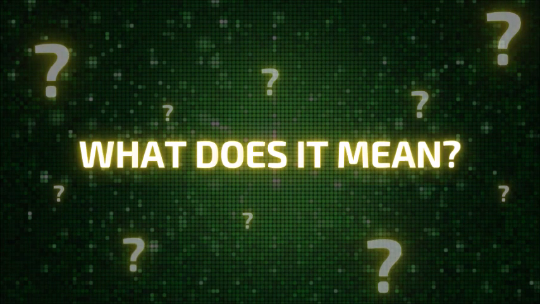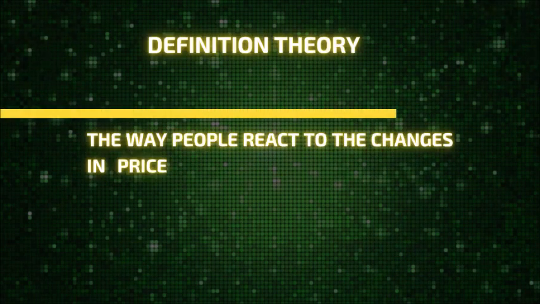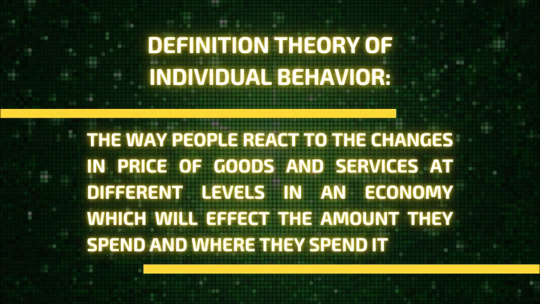But what does it mean? Theory of individual behavior is the way people react to the changes in price of goods and services at different levels in an economy, which will affect the amount they spend and where they spend it.